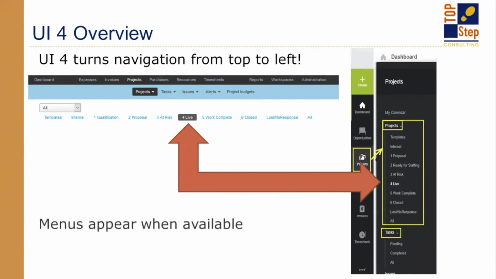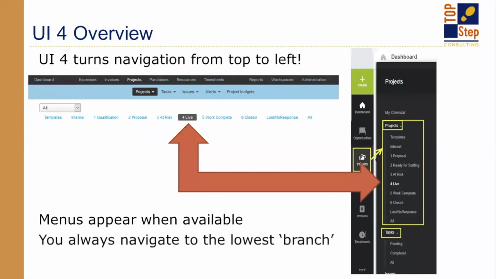As you work with the menu options, when you click on a module, a secondary menu shows up. I click on that secondary menu, and if there's a third level menu, you will get prompted with that. So menus will appear as you select items, and you're selecting the navigation path along the way. You always have to end up selecting the lowest branch.